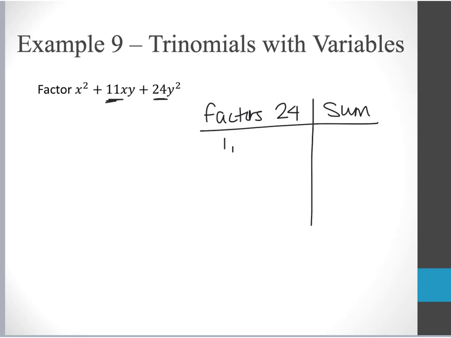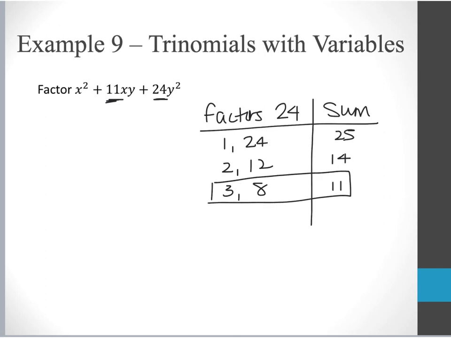So I could do 1 and 24, 2 and 12, 3 and 8. And again, at this point in time, I can see that 3 and 8 are going to give me 11. I know that 2 and 12 are 14, and 1 and 24 are going to give me 25. So I'm just going to go ahead and stop right here.